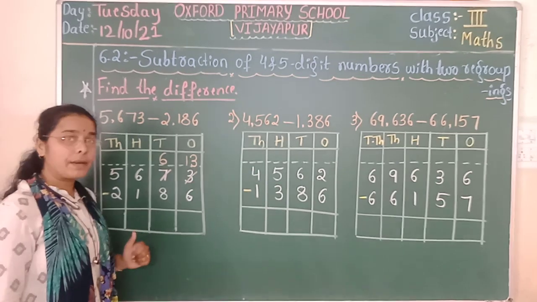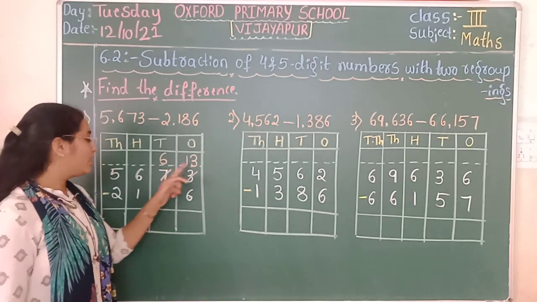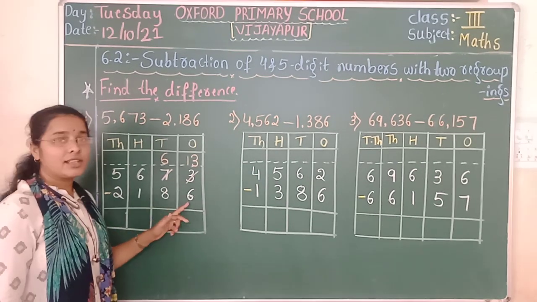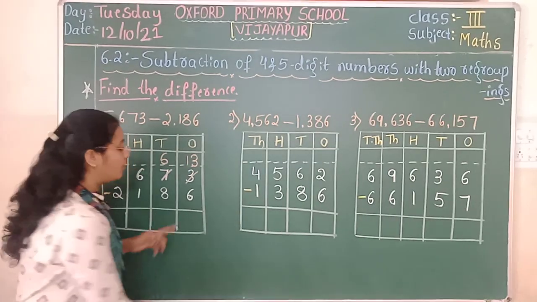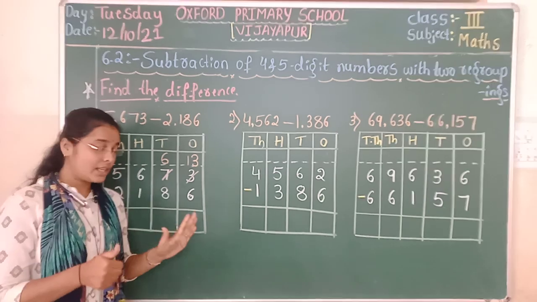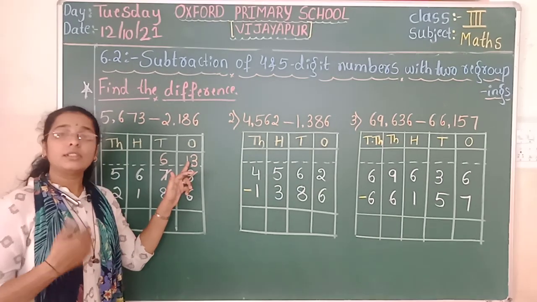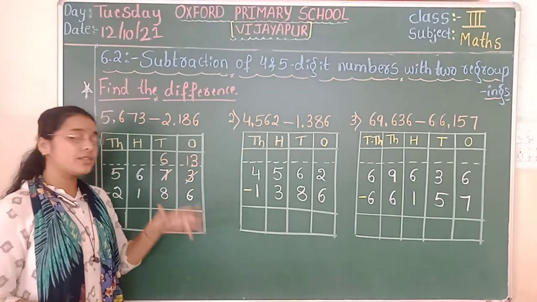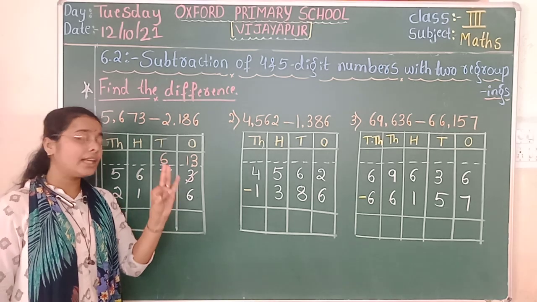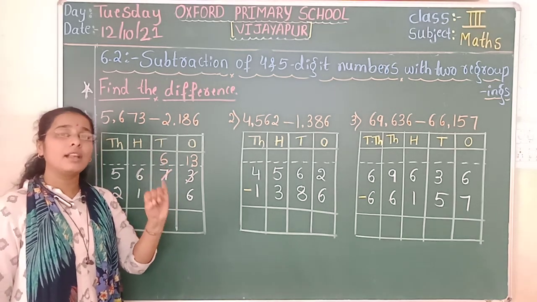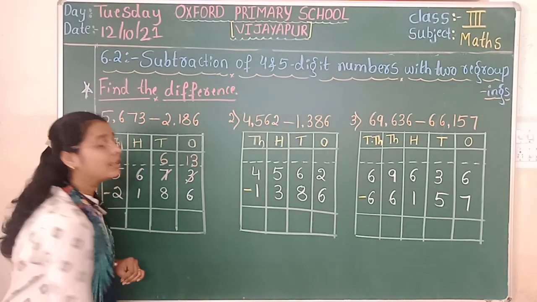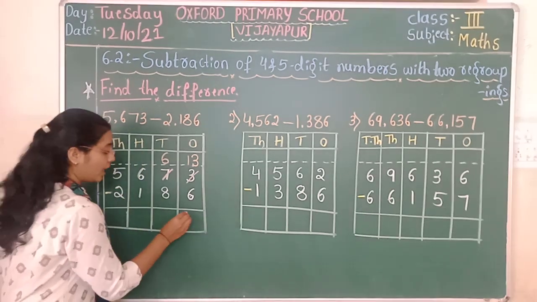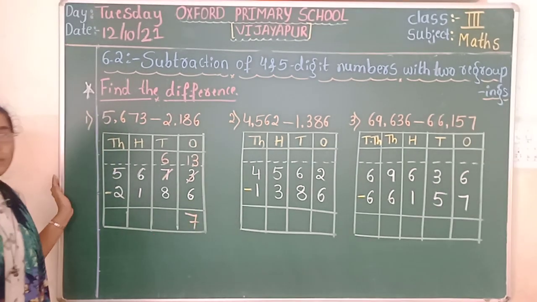Next, we have to subtract the numbers. 13 minus 6. To do 13 minus 6, we remember the digit 6 and count until we get 13: 7, 8, 9, 10, 11, 12, 13. How many times did we count? 7 times. So write down 7 here.